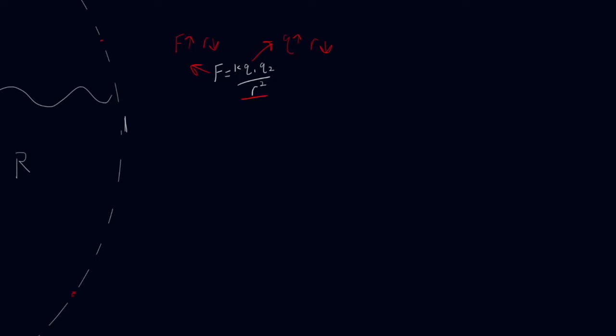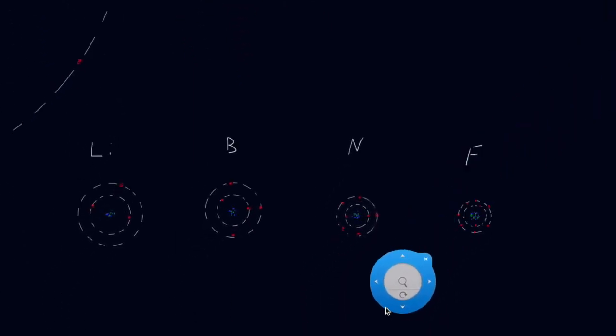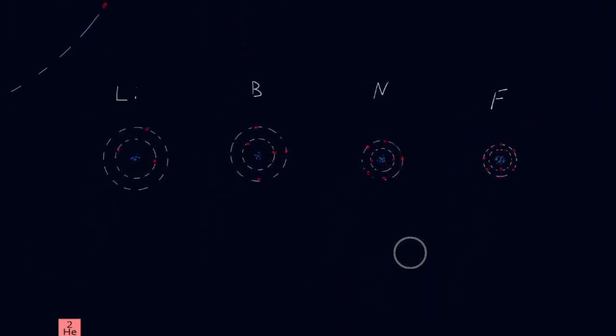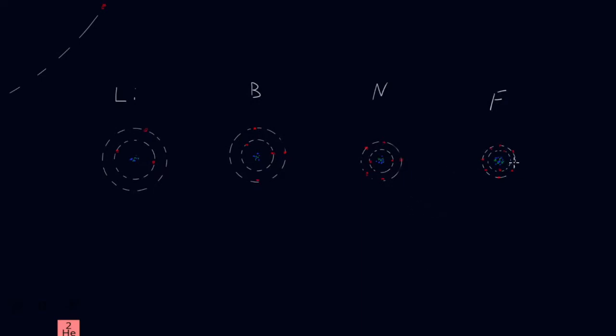The first trend is going to be across the top of the periodic table. So let's look at some examples. We're going to use lithium, boron, nitrogen, and fluorine. Now, let's first think about how many protons each of these has. Lithium has 3 protons, boron has 5, nitrogen has 7, and fluorine has 9. So my number of protons is increasing across the right of the periodic table. And what this is going to do is cause my overall atomic radius to shrink.